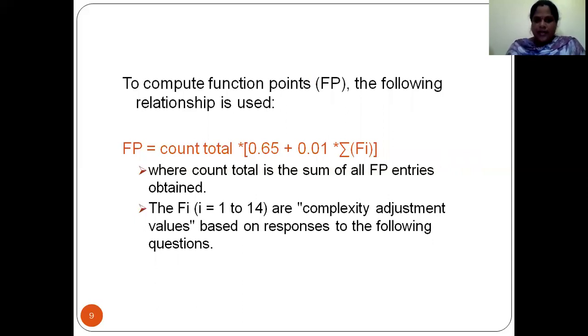As I said, the entries may be inputs, outputs, inquiries; these all come as the entries you are taking. Now the sigma of Fi, with i equal to 1 to 14, gives the complexity adjustment values. Whatever values you are adjusting, simple, average, complex, these are based on the responses to the following questions. In this way we calculate the function point: count total times 0.65 plus 0.01 times sigma of Fi.